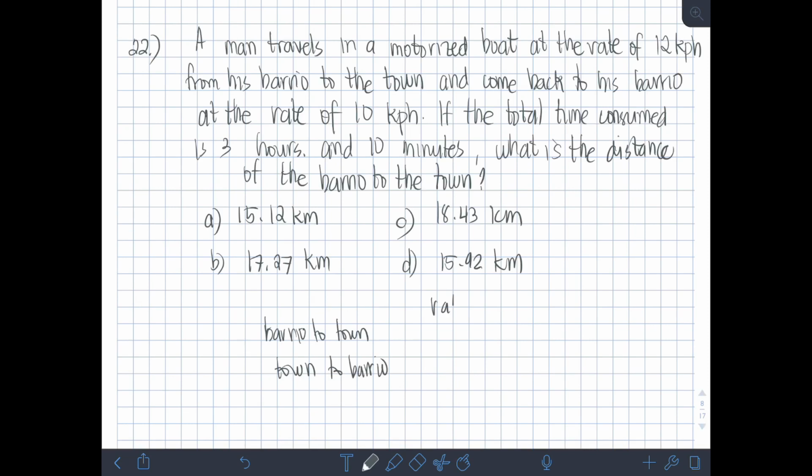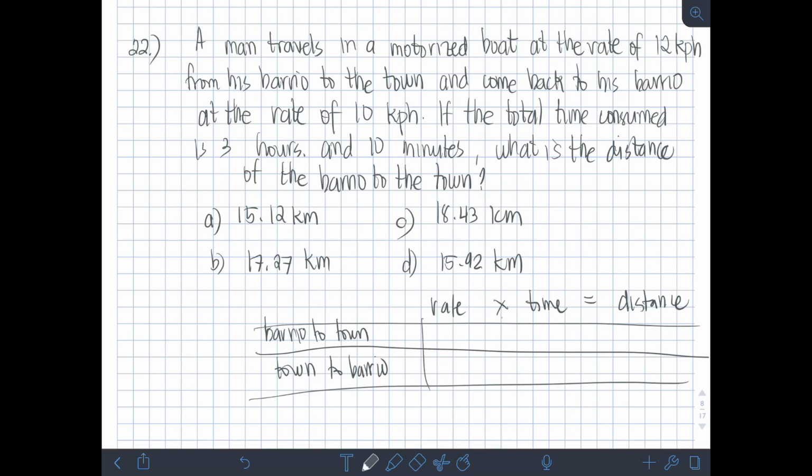Okay, so rate times time is equal to distance. Okay, so yung rate daw from barrio to town is 12 kph, tapos from town to barrio is 10 kph kasi pabalik. Okay, tapos yung total time daw na na-consume ay 3 hours and 10 minutes. So, dahil kph tayo, yung 10 minutes, i-convert natin into hours. So, 10 over 60, right? Or 1/6. So, parang 3 and 1/6 hour.